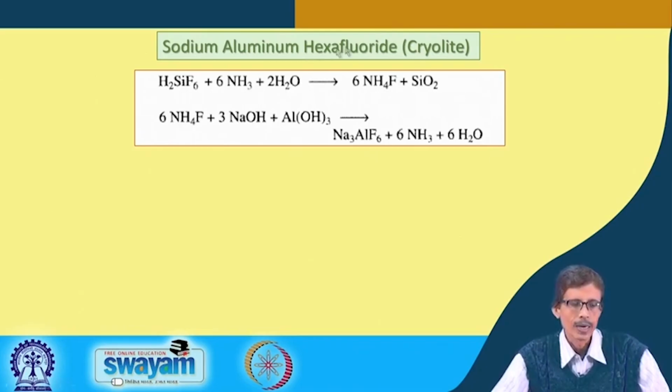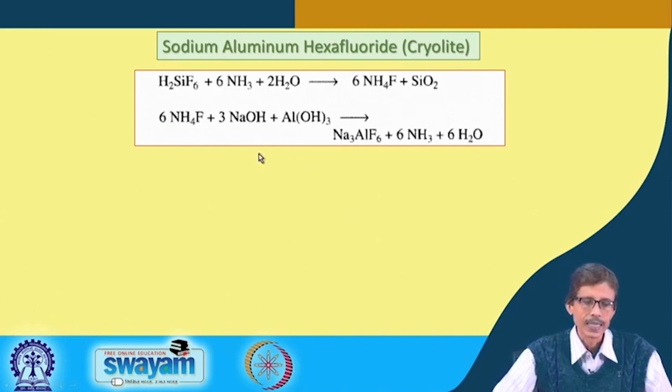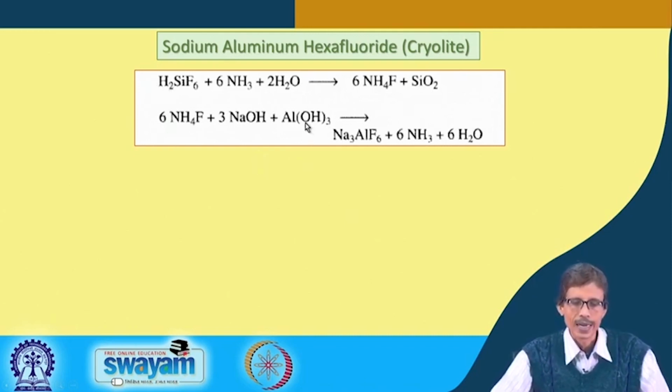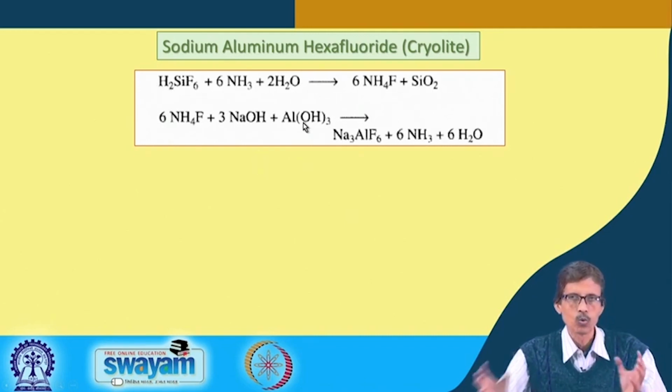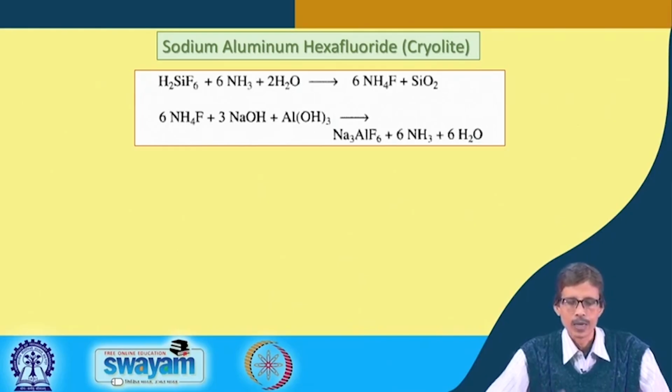So, whatever amount of ammonia, the aqueous ammonia, we were using, we are getting back basically from that second reaction. So, basically the entire reaction is between the silicic acid and your aluminum hydroxide. Two components you are having, one is the hexafluorosilicic acid and another is aluminum hydroxide, and from that you are making cryolite.